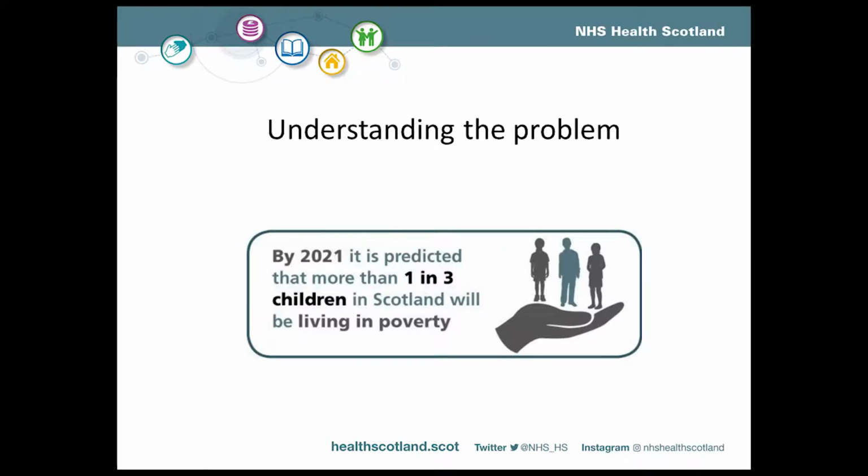And so I wanted to start really by reflecting again, and I think this has been a theme that's come through all the presentations today, that we really need to start by having a clear understanding of the problem. So why is it that currently 1 in 3 children, or 1 in 4 children in Scotland are living in poverty, and why is that figure set to increase by 2021?